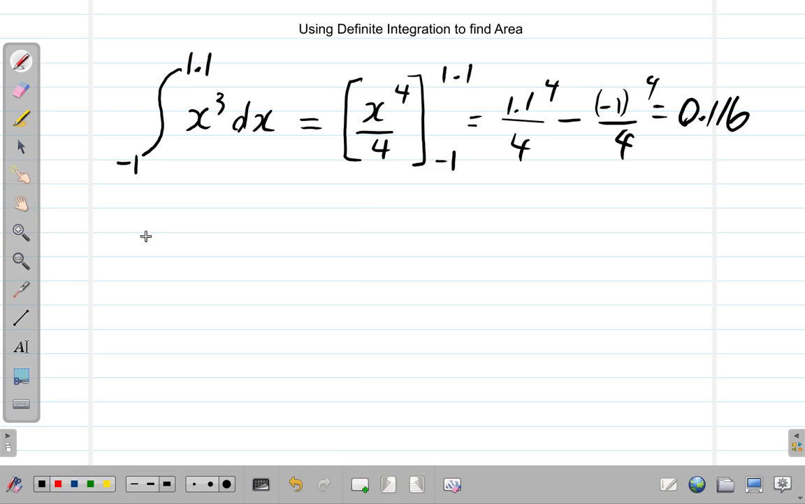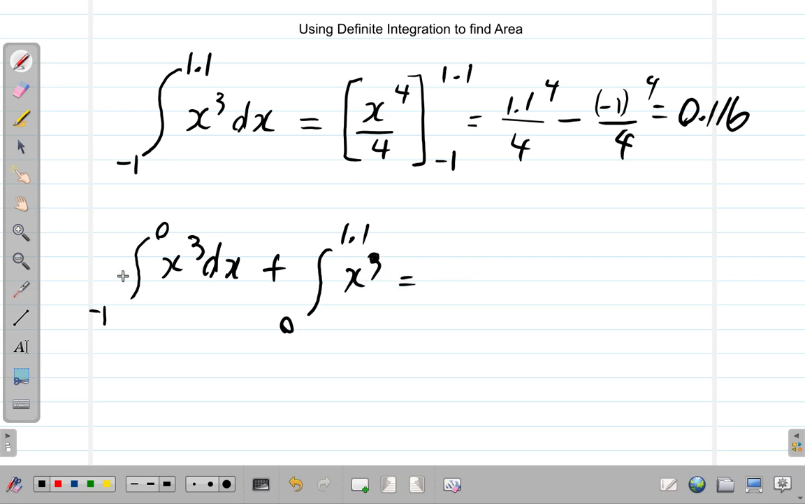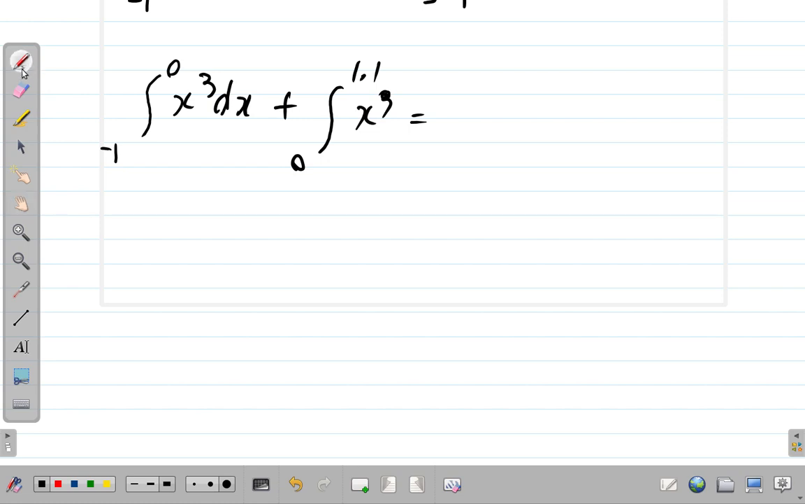Now let us do this. We're going to integrate from -1 to 0 of x cubed dx, plus we integrate from 0 to 1.1 of x cubed. Now that will be, let's scroll up and perform the integration below here. That will be x to the 4th over 4 from -1 to 0. Let's do this part first. So this is the part that we're doing.